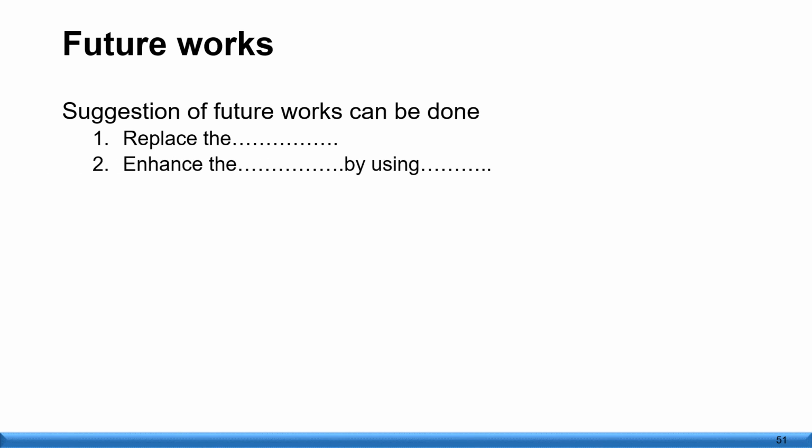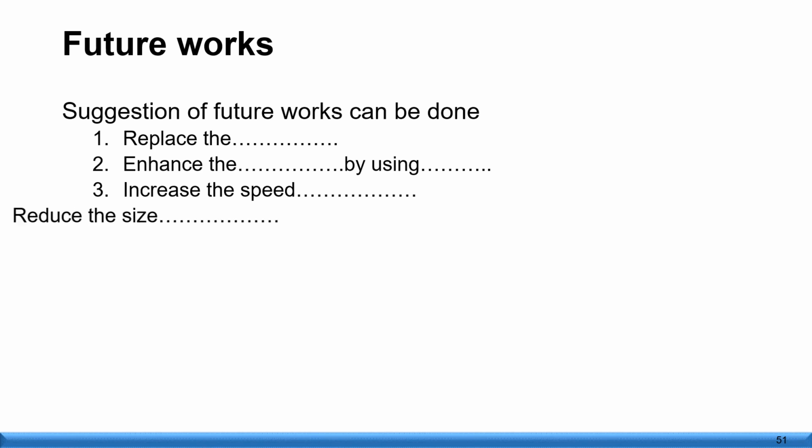Okay. Next will be about the future works. So you can suggest future works that can be done in the future. Example like replace some device, okay, to improve the performance, or enhance the robot by using something else, like increase the speed of the car or so, reduce the size of the antenna or reduce the size of the device. Okay, so this one is some example of the future works.